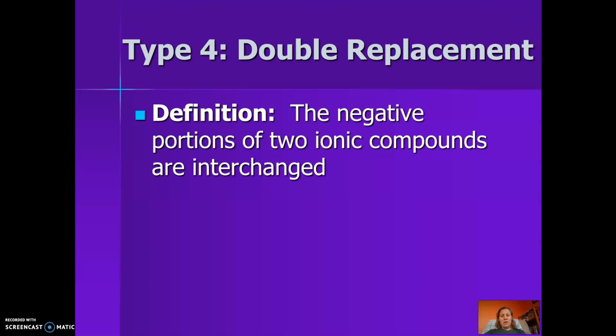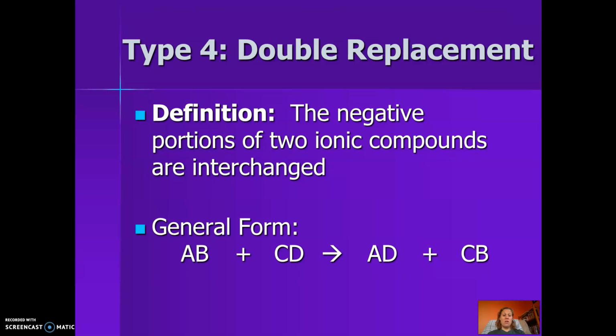Double replacement. Funnily enough, this is my definition, not even a book definition: the negative portions of two ionic compounds are interchanged or switched. Again, each letter is a part. I said negative portions because it could be an element or an ion, like a sulfate, one of those polyatomic ions. So A, B, C, D. Do you notice the metal, or the first thing, stays in its place and just the second thing switches? You see that?